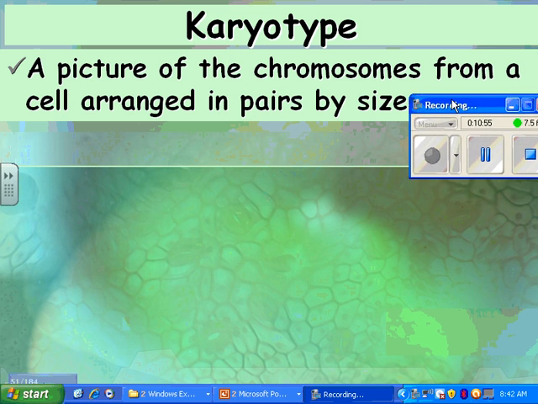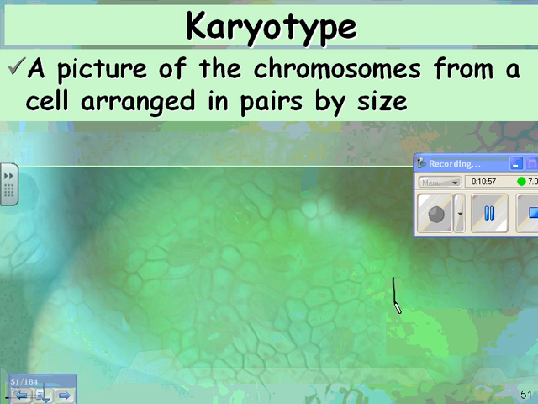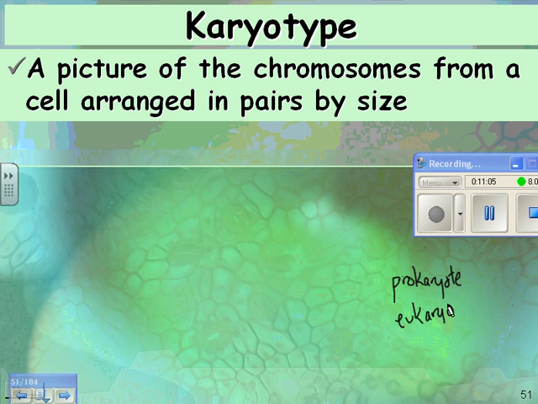Karyotype. Remember we learned the words prokaryote and eukaryote, and prokaryote meant before nucleus and eukaryote meant true nucleus. So karyote has something to do with nucleus. So karyotype has something to do with the stuff that's in a nucleus. So this is a picture of the chromosomes from a cell arranged in pairs by size.